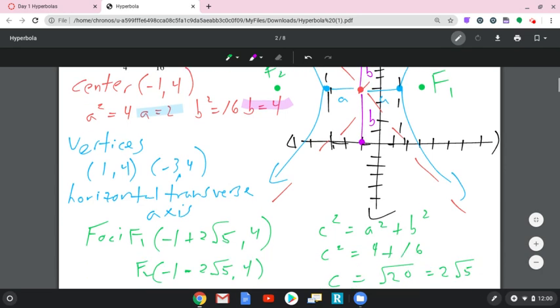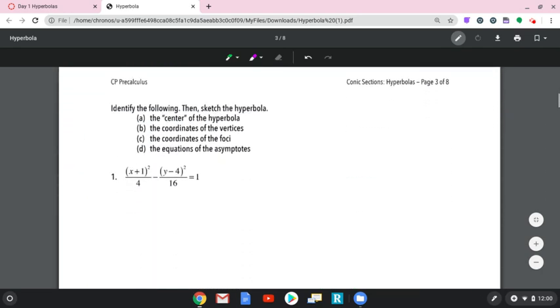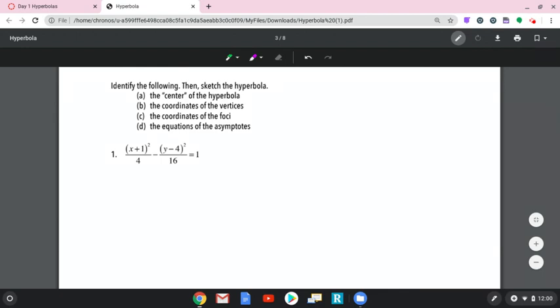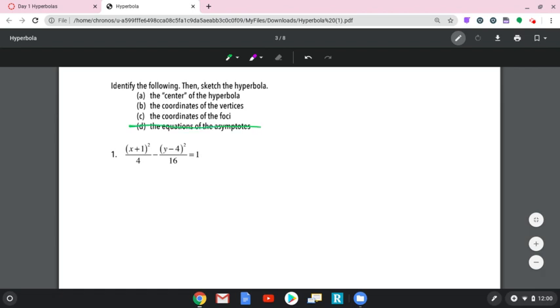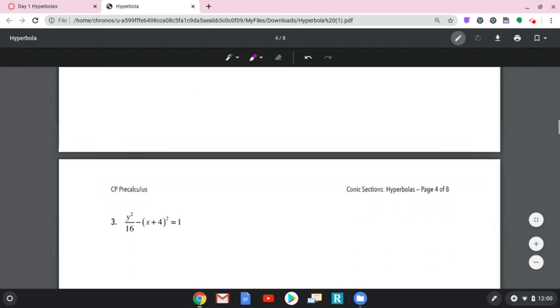All right, guys. Now for homework tonight, what you're going to do is identify the center of the hyperbola, the coordinates of the vertices, and the coordinates of the foci. You're not going to have to write the equations here. We're not going to worry about that tonight. And for D, you're going to graph the hyperbola, so what we just did above, okay?